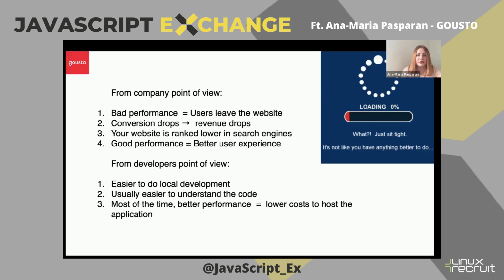But performance is important not only from the company point of view, but also from the developer's point of view. It's easier to do local development because the application will be faster. Usually it's easier to understand the code. Performant code, from my experience, is nicely written and you can actually understand what it's doing. It's modularized and all those things. Also, most of the time, better performance means lower cost to host the application. And it's really important to have lower cost when you have a lot of services.